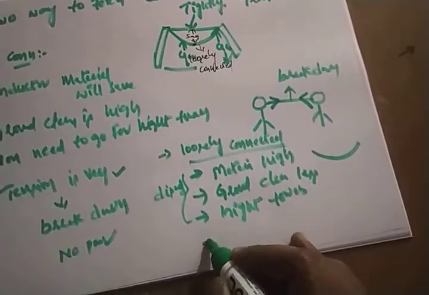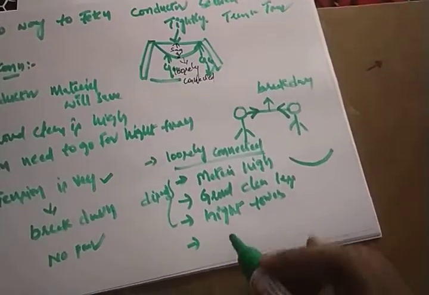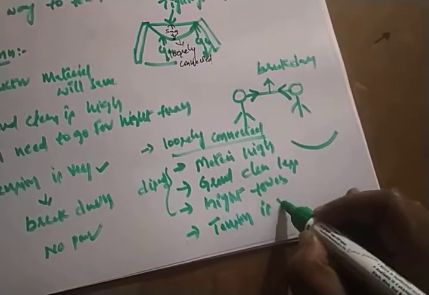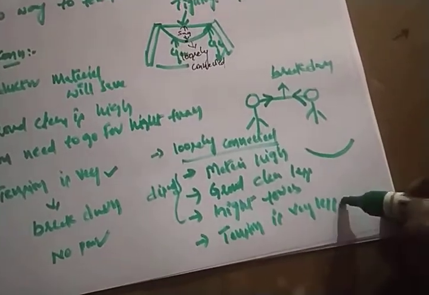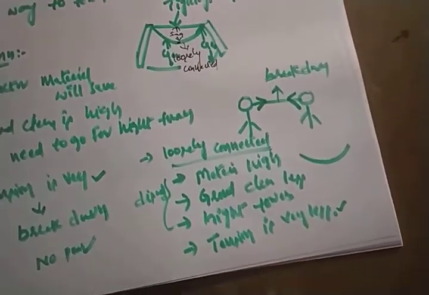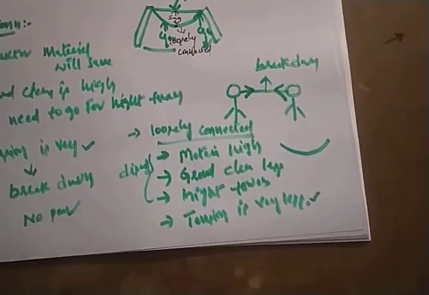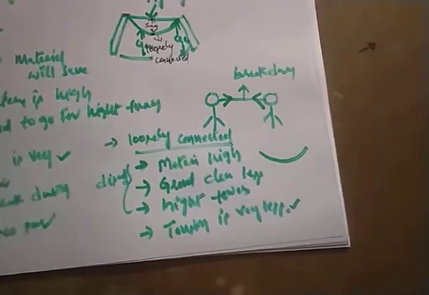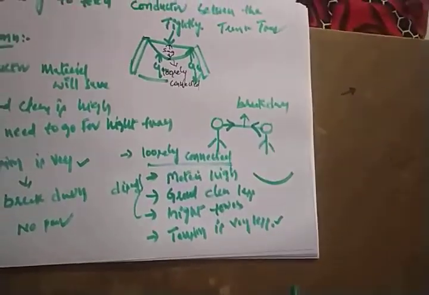So what are the advantages? The strength, that means the tension is very less. Less, right? If the tension is less, definitely there will be no chances of a breakdown. That means the tension must be within the limits, or the tension should be very less. So that's why no breakdown occurs in this type of curved nature, right?